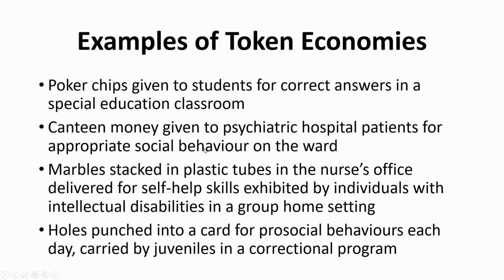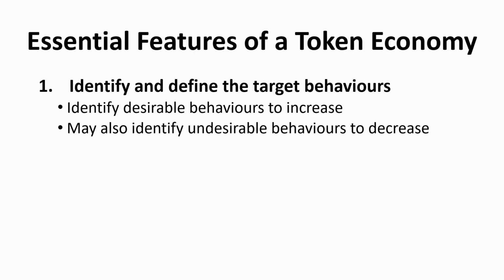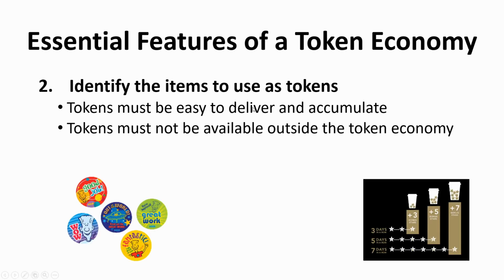What about social behavior? What specific social behaviors are they looking for? They should have a list of what counts as a good social behavior. Self-help skills, again, they should have a list of all of the skills that qualify and what those look like so that the individuals who are running this token economy know when they should be handing out their tokens.